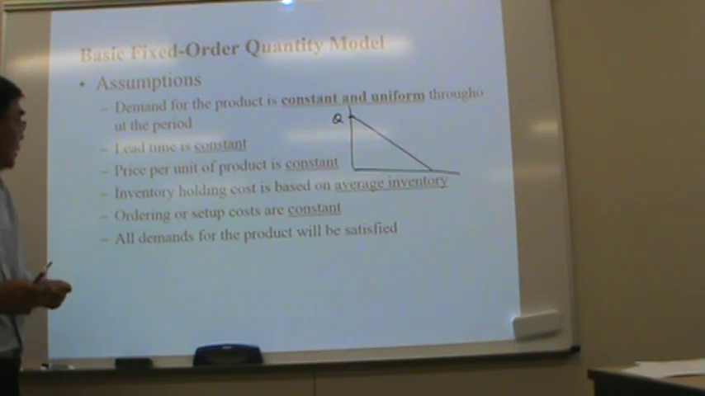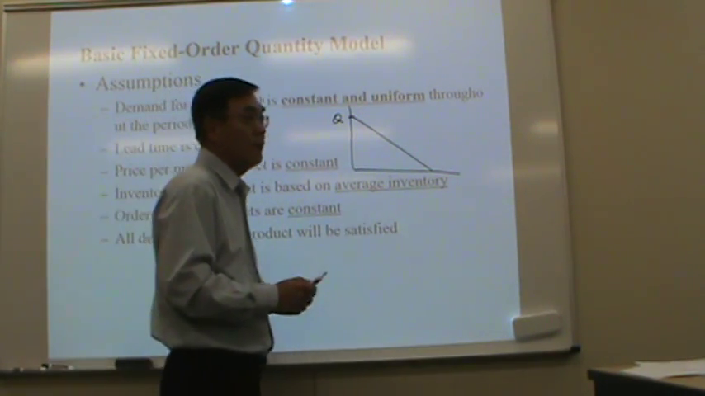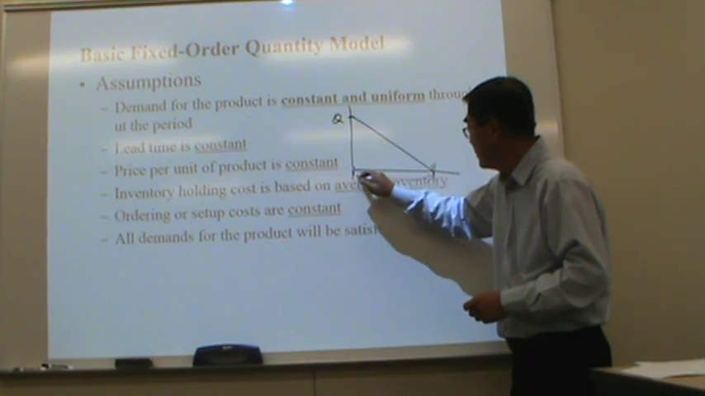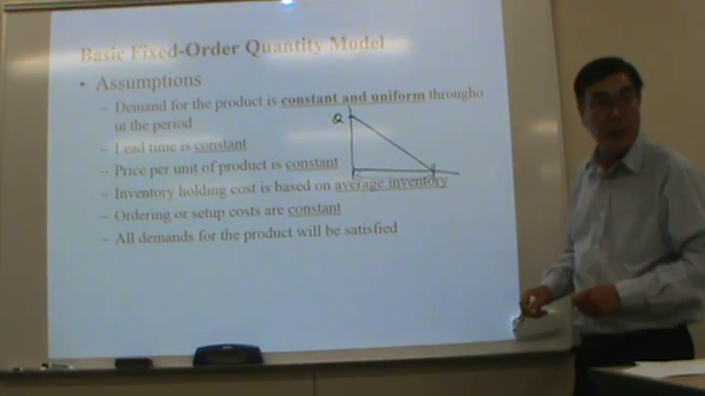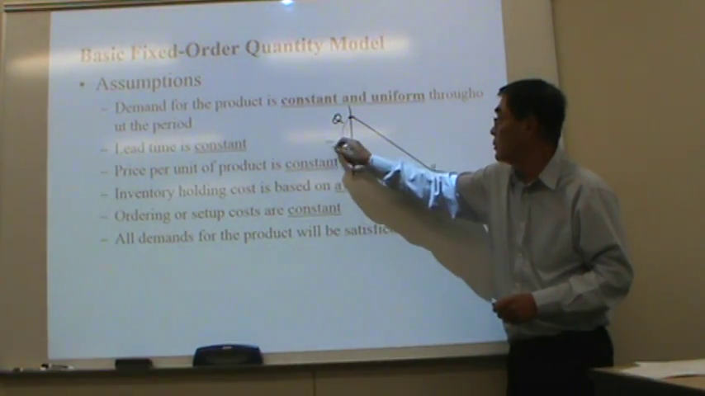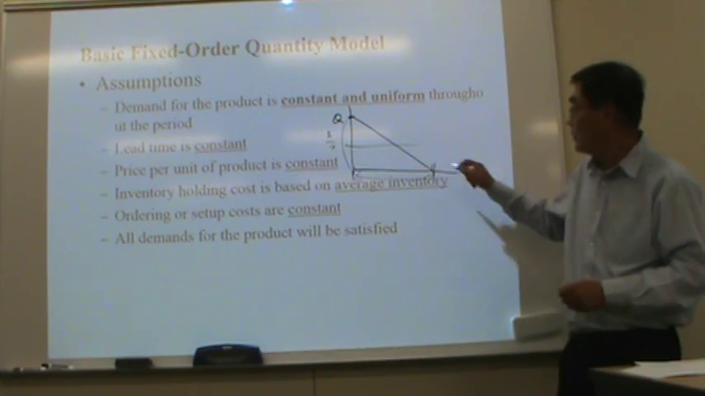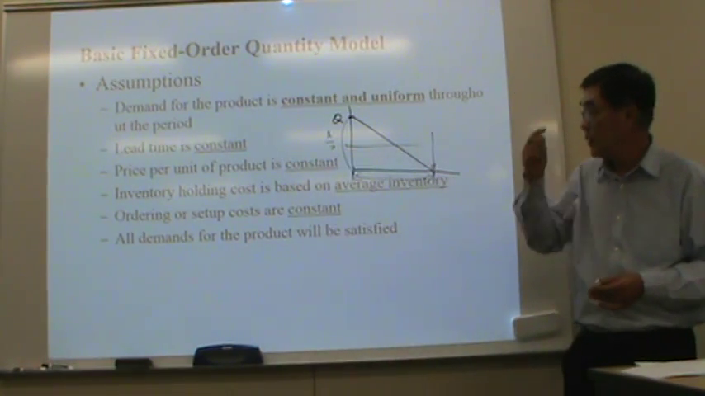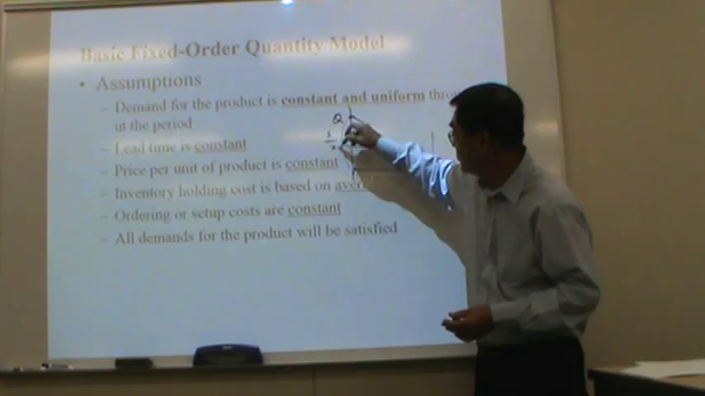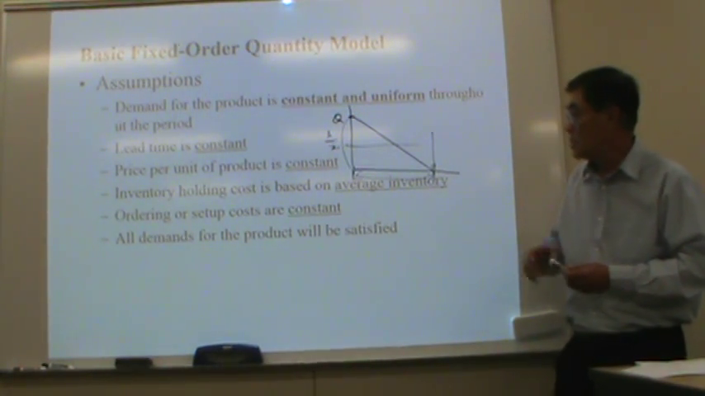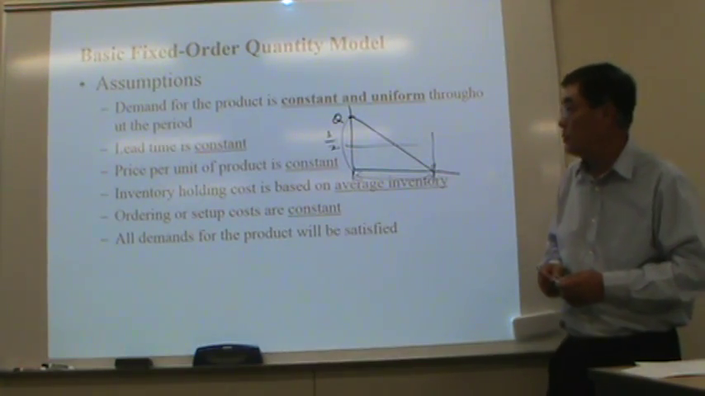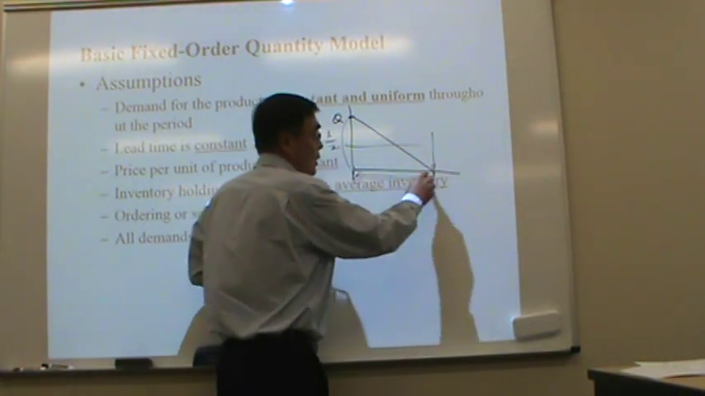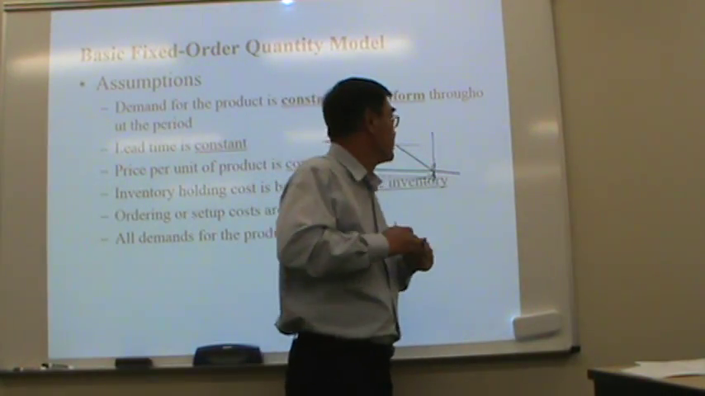And then inventory holding cost is based on average inventory. From here to here, in this period, average inventory is Q divided by 2. So holding cost is based on average inventory. And then ordering or setup cost is the same all the time, and all demand for the product will be satisfied. That means place order Q, then in certain time, all demand is consumed.